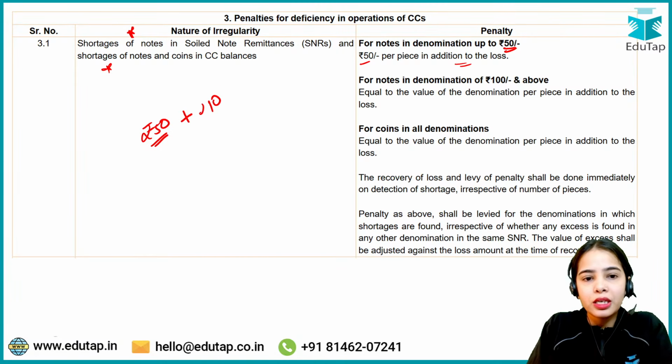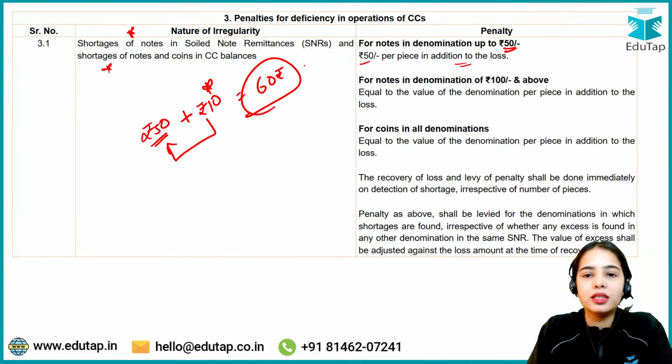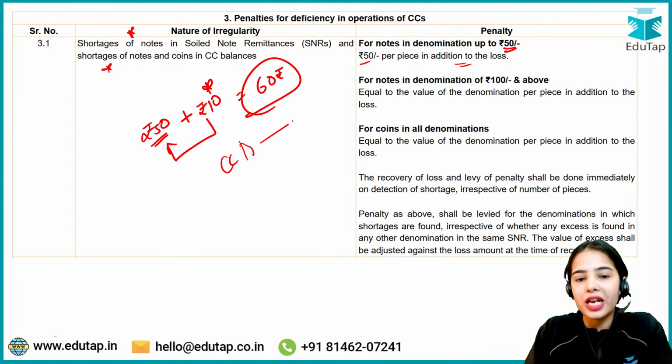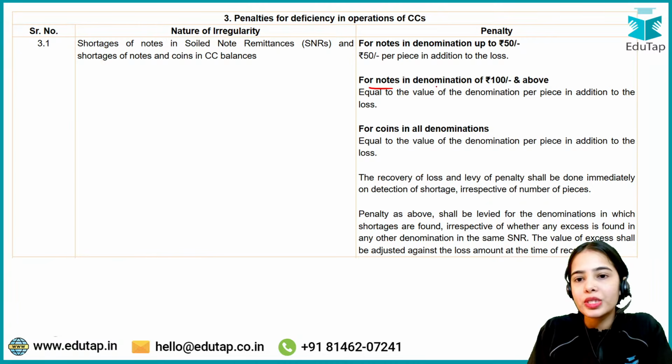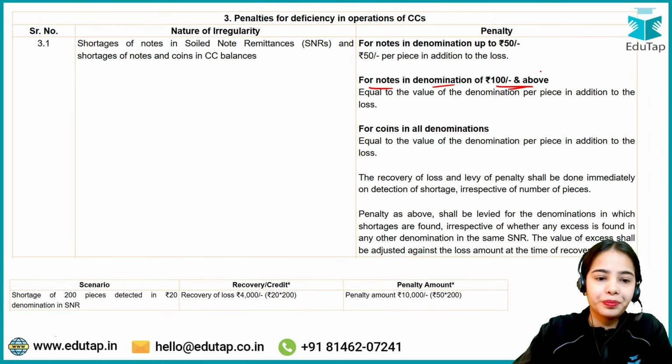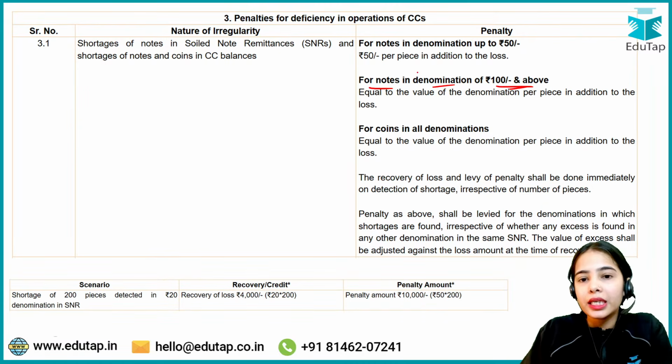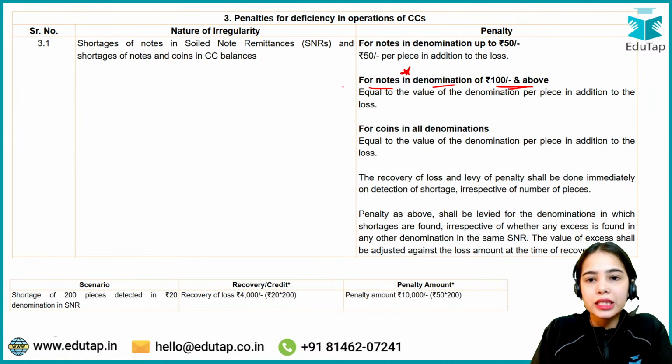So let's say 10 rupee notes have been lost. The 10 rupees is the loss amount and the 50 rupees is the penalty. So this much, 60 rupees, the currency chest will have to provide to the Reserve Bank of India. Now, for notes in denomination of 100 rupees and above, the penalty is equal to the value of the denomination per piece in addition to the loss.